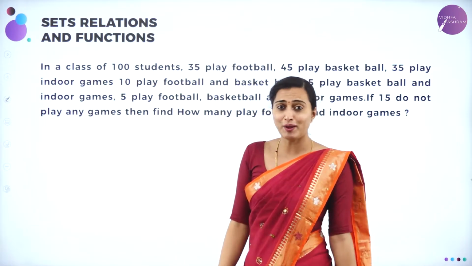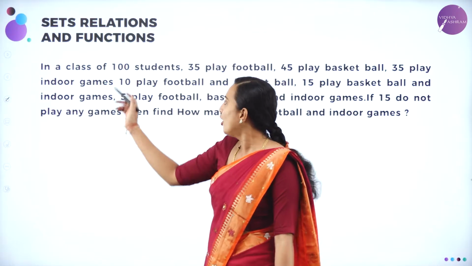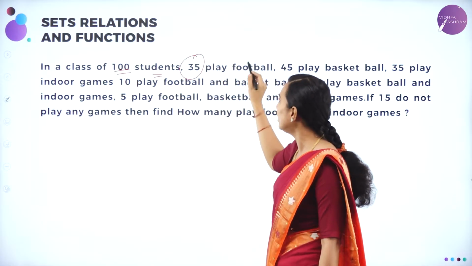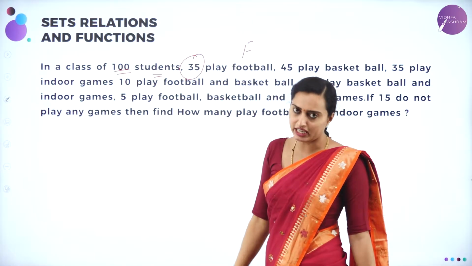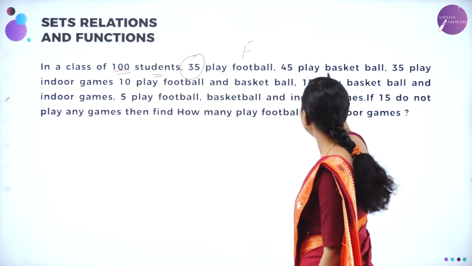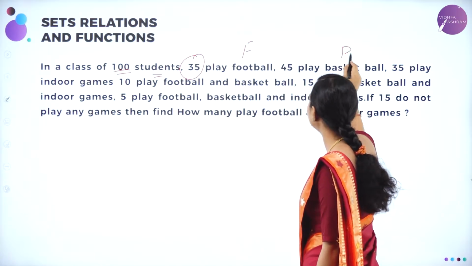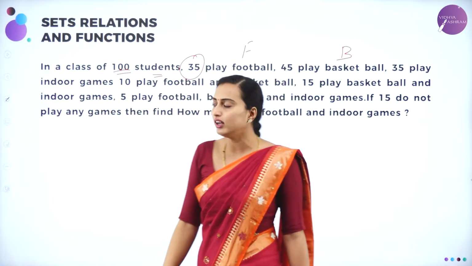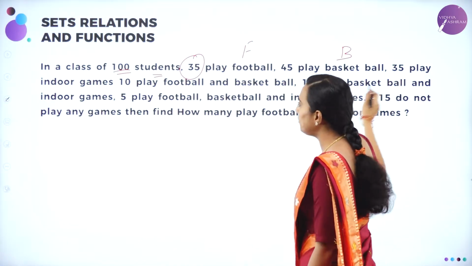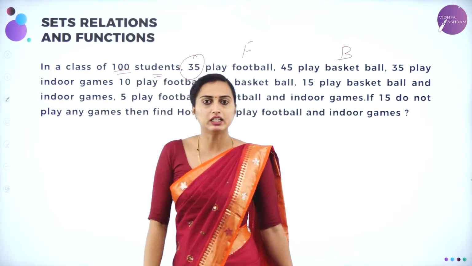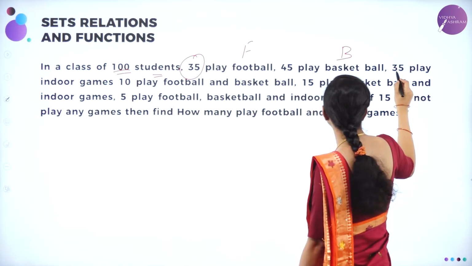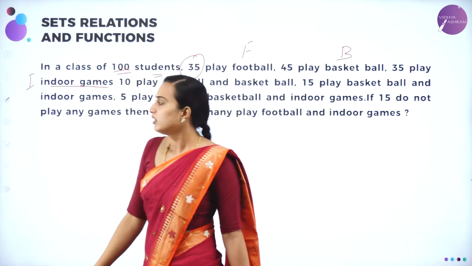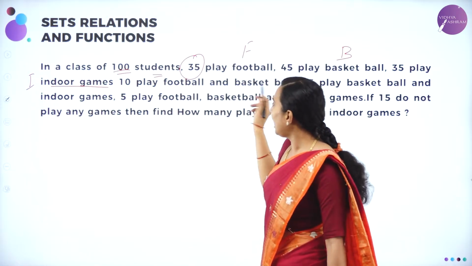For the first problem, what they have given: in a class of 100 students, 35 play football, I am going to take it as F, and 45 play basketball, I am going to take it as B. B is nothing but basketball, F is nothing but football. Next, 35 play indoor games, I am going to take it as I. 10 play football and basketball.